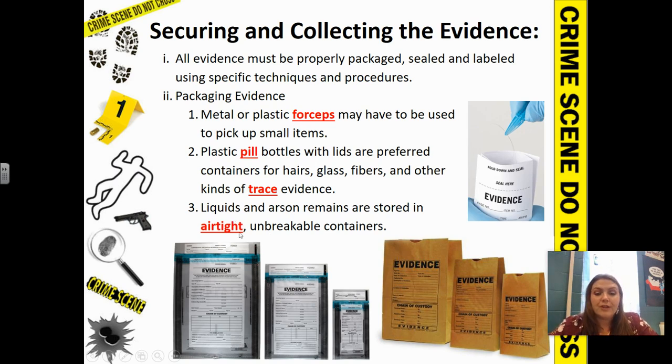Liquids and arson remains are stored in airtight, unbreakable containers. Anytime there are liquids or arson remains, arson is burning something down, so arson remains means what did they use to burn it? If you have gasoline on the scene and you think it was used to start this fire, that's going to be part of our evidence that we need to collect. But gasoline is a very volatile liquid. What volatile means is it evaporates very quickly. And that means I'm going to lose my evidence because it's going to evaporate. Same thing with any kind of liquid, liquids evaporate. So I don't want to lose my evidence. They need to be kept in airtight, unbreakable containers so that they don't evaporate. That's the point, they need to be in very tightly sealed containers.